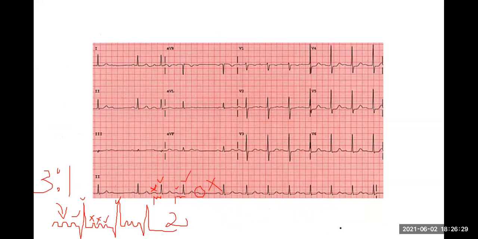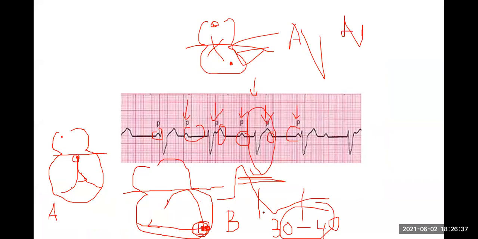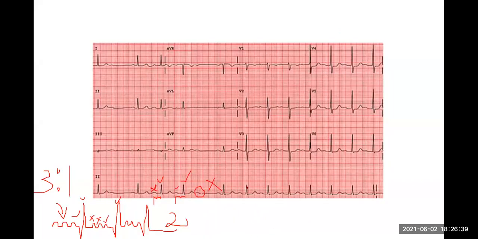How can you differentiate Mobitz type 2 and complete heart block? Any answers to that question? You guys can answer it. That's a very good question. It's a very common question that students often have. How do you differentiate Mobitz type 2 from complete heart block?